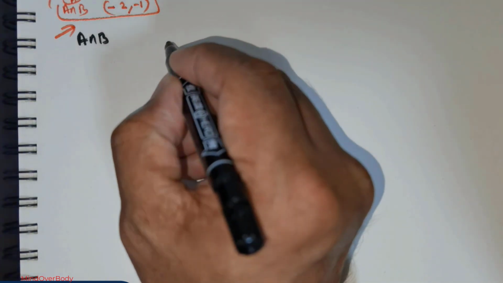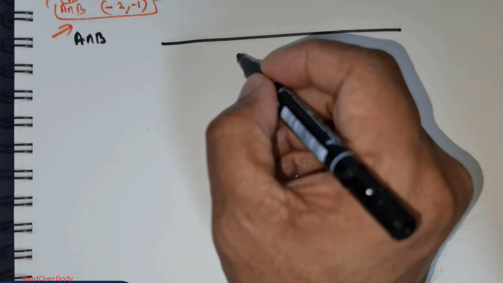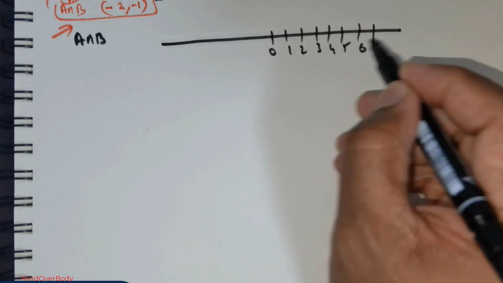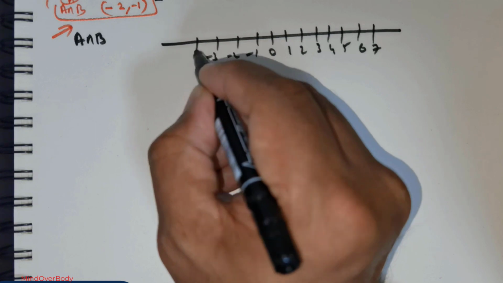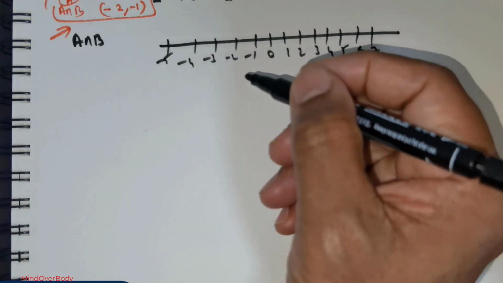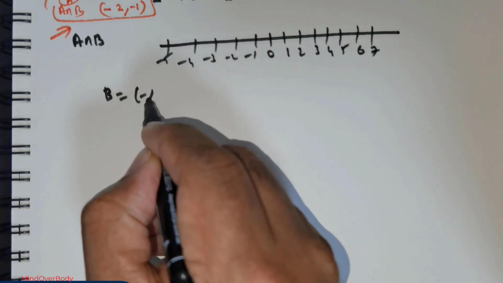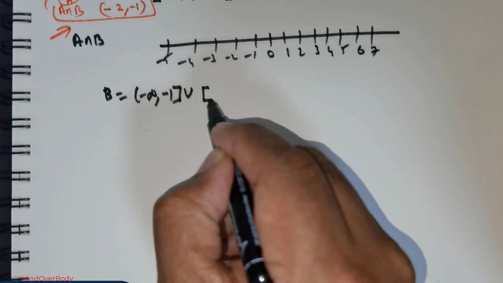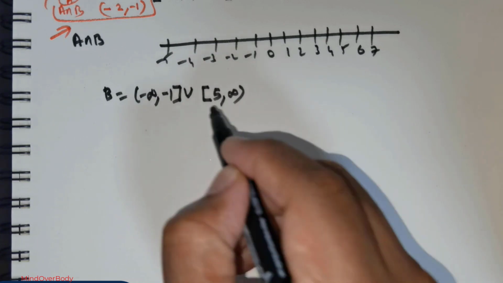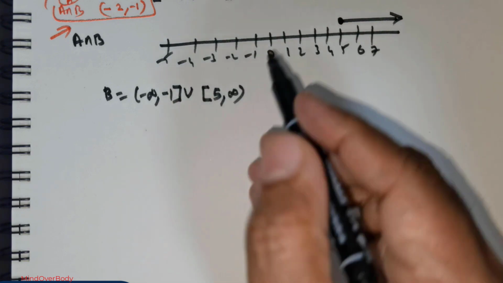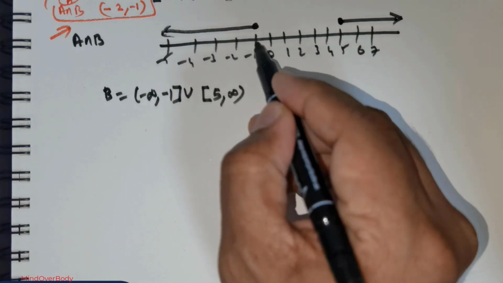Now for that, what we need to do is we have to use the number line. So let me draw the number line. I'm going to first plot the points 0, 1, 2, 3, 4, 5, 6, 7, negative 1, negative 2, negative 3, negative 4, negative 5. Now let me plot the points for B. Now the set B is negative infinity to negative 1, square parenthesis, union, square parenthesis, 5 to infinity. So that would be starting from here, shaded, move it up, and negative 1, and you move it up. So negative 1, it's all closed.